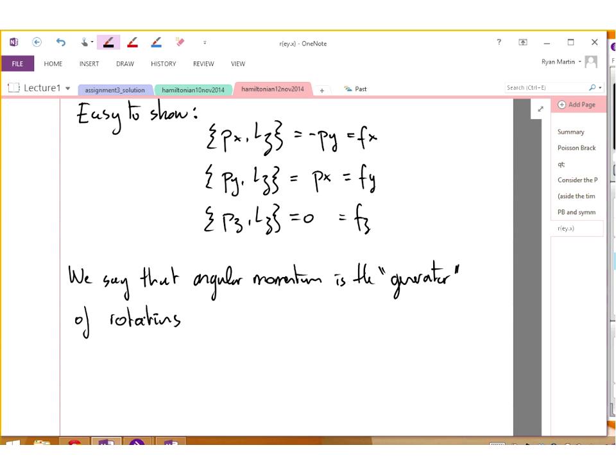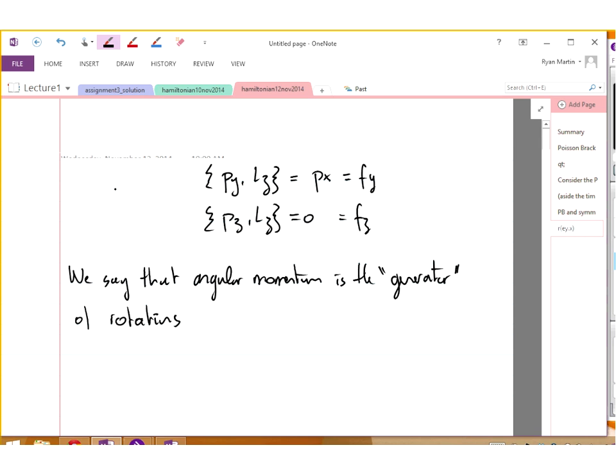So think of the angular momentum as some function, and to this function you can do this thing called Poisson brackets, and then it gives you a transformation. So you have a function, you do the Poisson brackets to it, and it gives you a transformation. So we say that that function is the generator of that transformation.